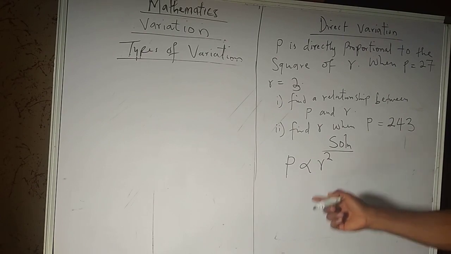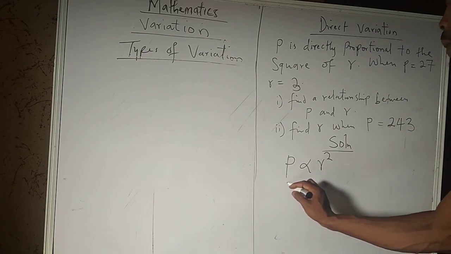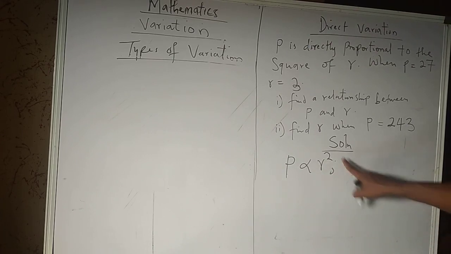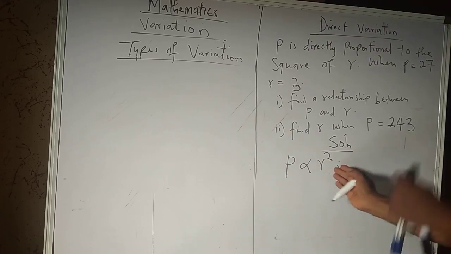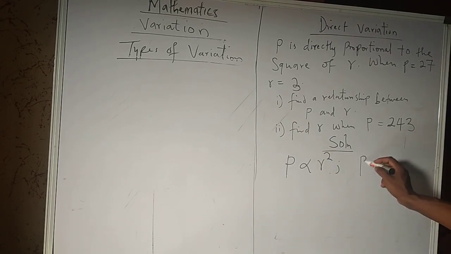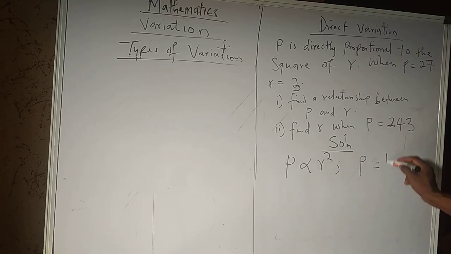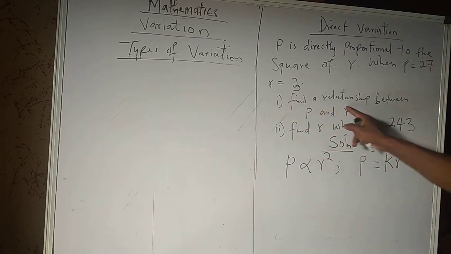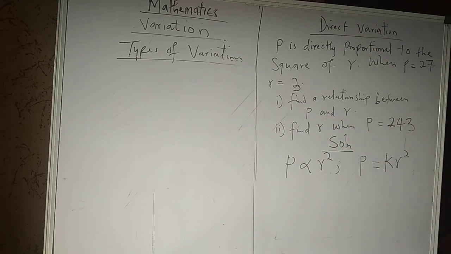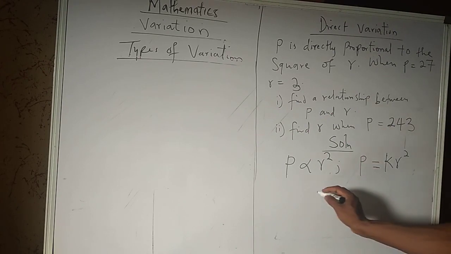But from here on henceforth everything remains the same. So now this becomes, I use the semicolon to separate one mathematical statement from another. So this now becomes P equals, the proportionality sign has to go and a constant has to be introduced, then KR squared. Now the question says find the relationship between P and R. This is not the relationship yet. The relationship between P and R is what we're going to find.